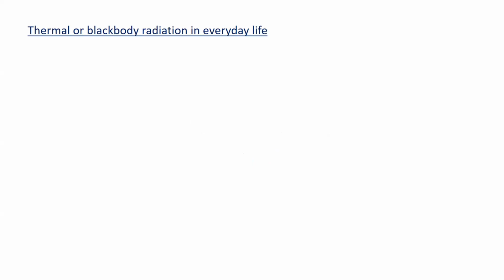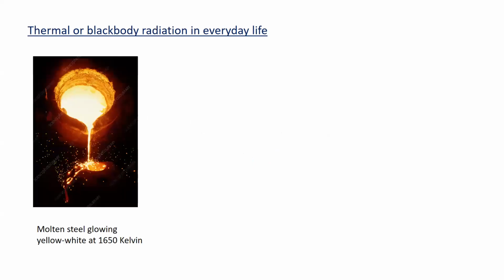So we actually experience blackbody radiation, or thermal radiation as it's sometimes called, in our everyday lives. Here's an example of, well, you might not see this every day, but you could drive to a plant and see it. This is molten steel glowing at approximately 1650 Kelvin. As you heat up steel, it gradually glows red and orange and yellow and eventually white, and this is kind of a yellow-white color. So this is thermal radiation in the visible part of the spectrum, coming from a naturally occurring object, molten steel.